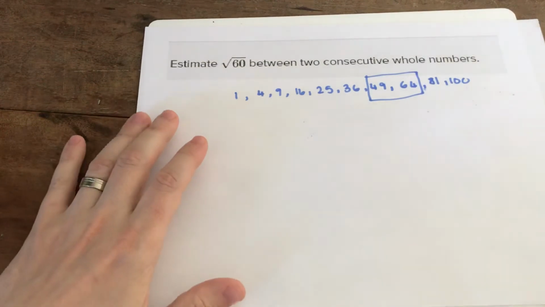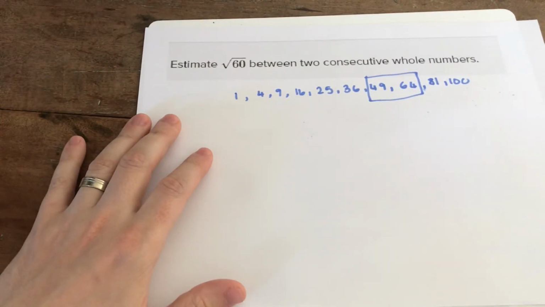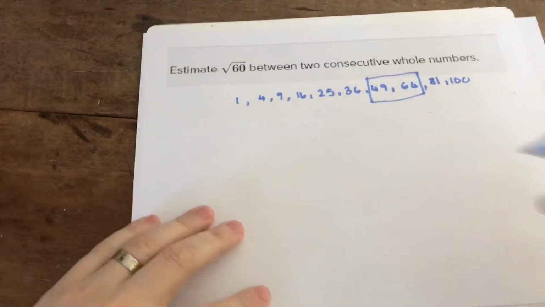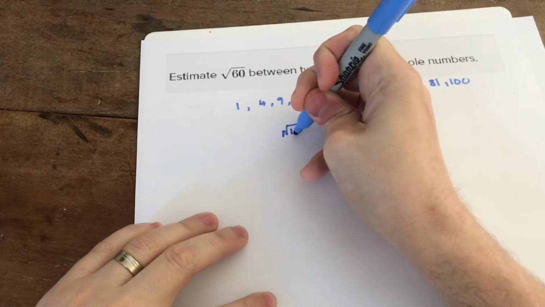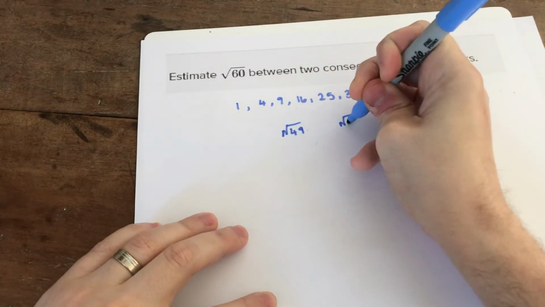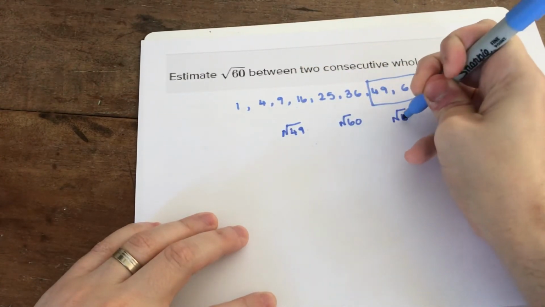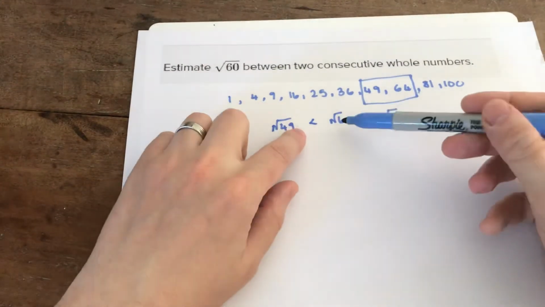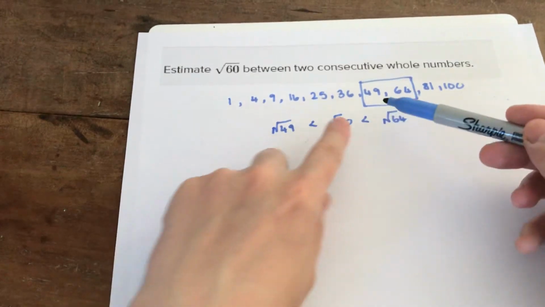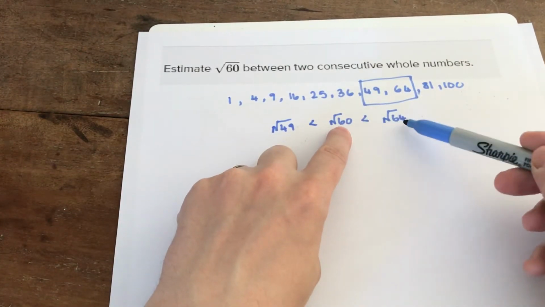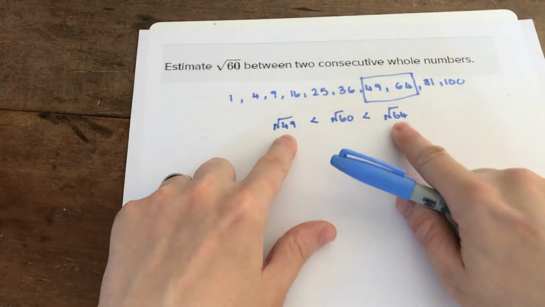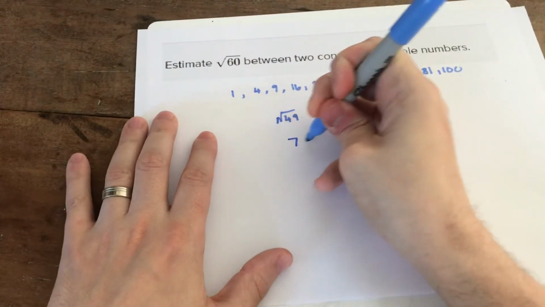Now, what you're asked to do in this is you're asked to identify it and to write it. It doesn't say this, but you need to write it as an inequality. So if you imagine the square root of 49, the square root of 60, and the square root of 64, using your inequality signs, and this is saying that the square root of 60 is bigger than this, and the square root of 60 is less than this, you write it like that. You can square root both of these numbers.